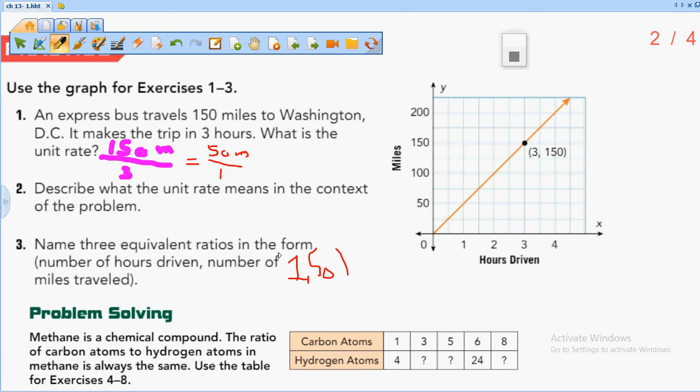For the first hour, the bus traveled 50 miles, and the second hour the bus traveled 100 miles, and after 3 hours or 3.5 hours or 4 hours, for example, after 4 hours, the bus traveled 200 miles. Okay, boys.